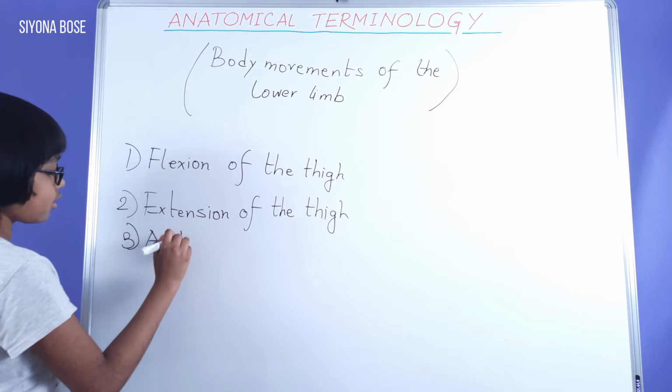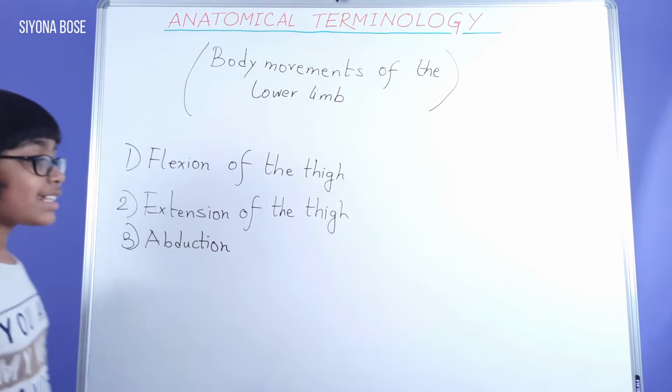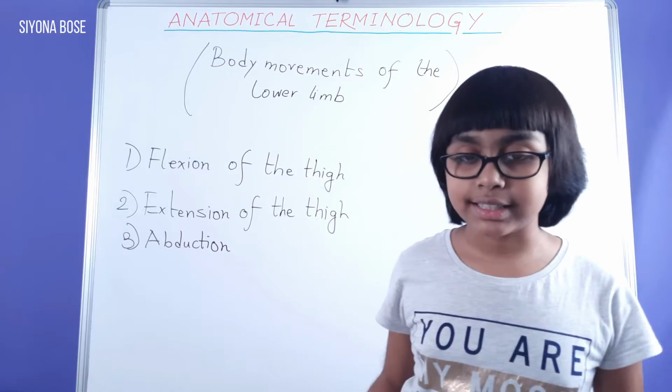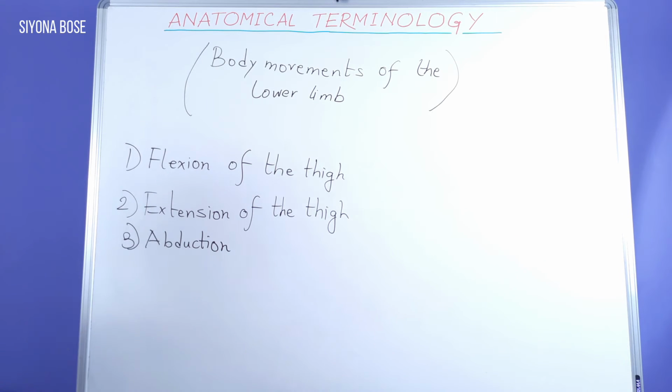Our next movement is abduction of the thigh. Abduction means we are taking it away from the body, like this. That is abduction of the thigh.